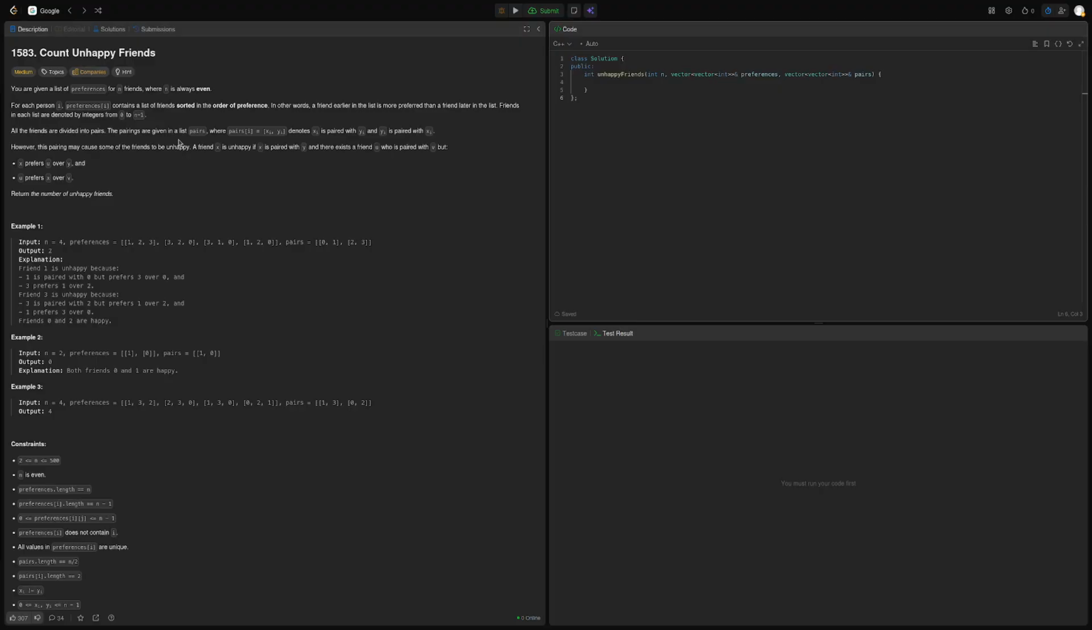All friends are divided into pairs. The pairings are given. A friend is unhappy if X is paired with Y and there exists a friend U who is paired with V, but X prefers U over Y and U prefers X over V. Return the number of unhappy friends. What the hell? Hell no.